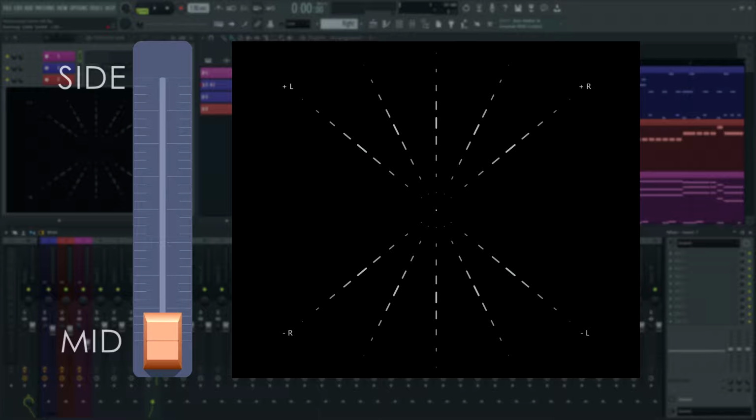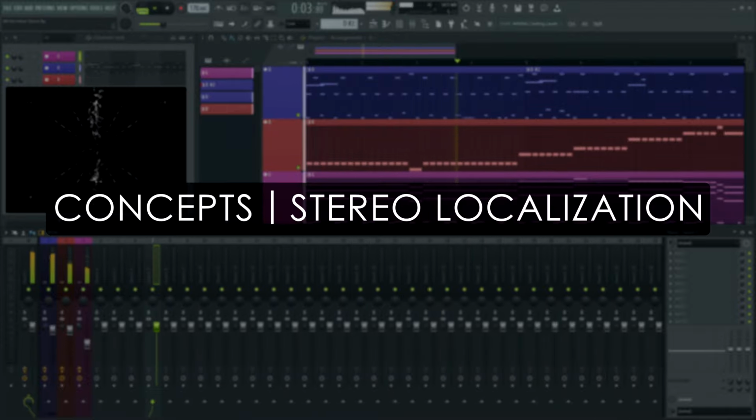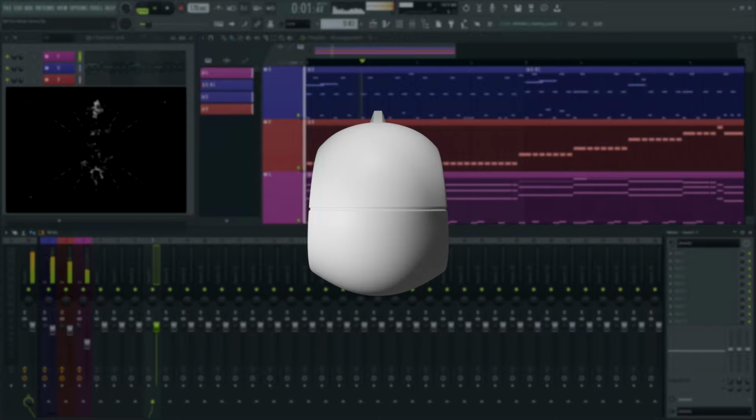Make the mid channel louder and the side channel quieter, and you will get a less stereo result, and vice versa. Because we touched on it earlier, let's look more closely at the information our brain uses to determine where something is located in a mix. First, there is the obvious answer.